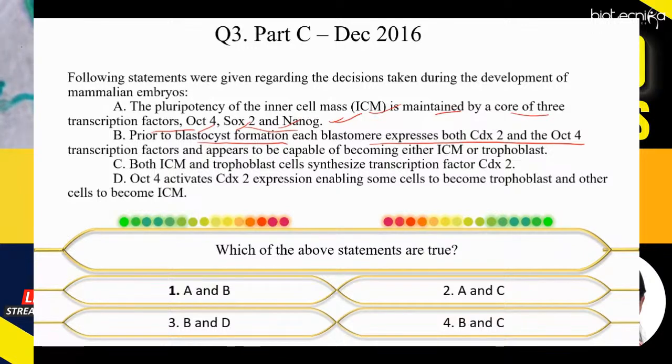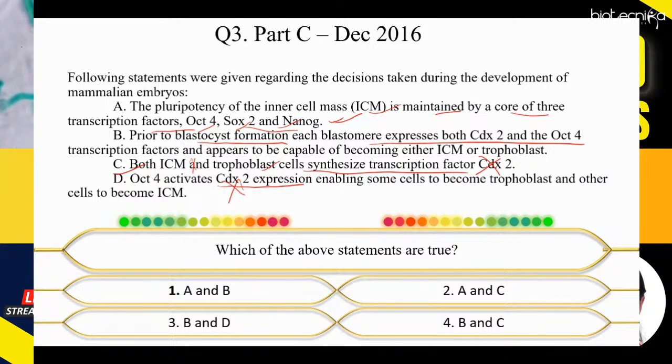So they stop the expression of OCT4. Both ICM and trophoblast cells synthesize transcription factors. CDX2, no, not at all. ICM doesn't express CDX2. Only trophoblast cells express it. And OCT4 activates CDX2 expression, not at all.